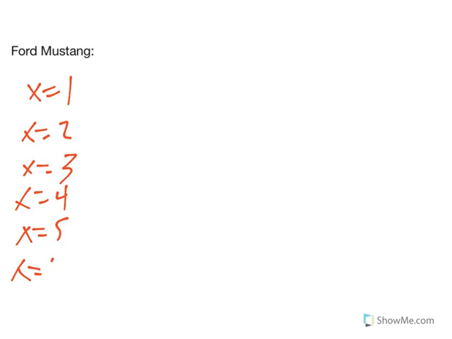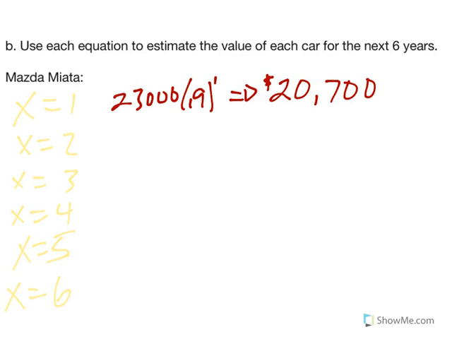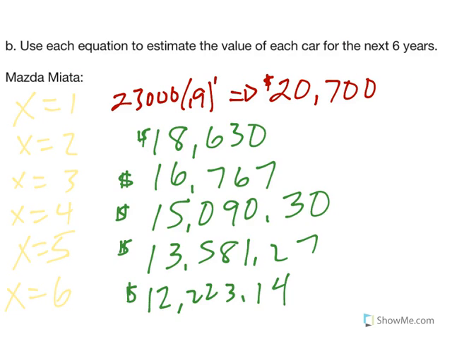Now, similar with the Ford, we want X is 1, X is 2, 3, 4, 5, and 6. So for 1, I would take 12,000 times 1.06 raised to the first power, and I'm going to get an answer of 12,720. So you can see that after year 1 with the Ford, it goes up. After year 1 with the Mazda Miata, it goes down. So finish each of these and then come back and check your answer.